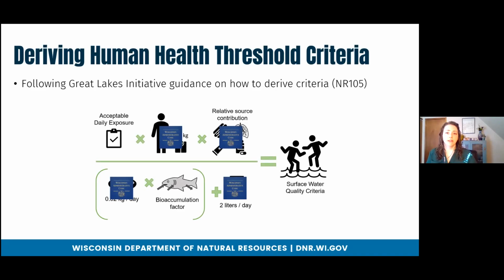The first is acceptable daily exposure, which is a measure of how toxic something is. And that was developed in conjunction with myself at DNR and toxicologists and epidemiologists from DHS. And then the bioaccumulation factor, which is a measure of how likely the substance is to build up in animals' tissue if it's present in the water body. And that was developed just using data from Wisconsin and other Great Lakes states. So we had to go out and find any toxicological data, bioaccumulation data, and input this into the criteria equation.